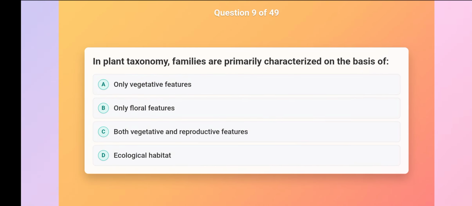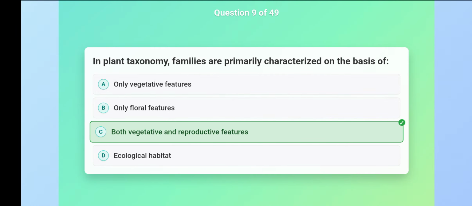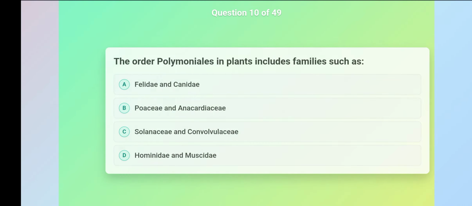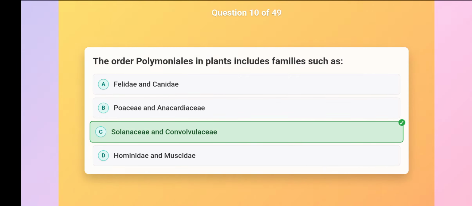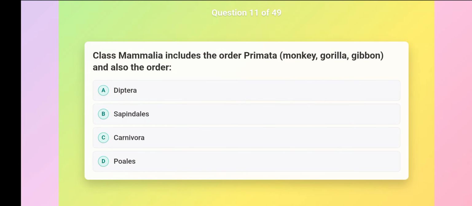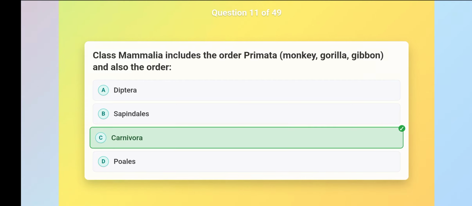In plant taxonomy, families are primarily characterized on the basis of both vegetative and reproductive features. The order Polemoniales in plants includes families such as Solanaceae and Convolvulaceae. Class Mammalia includes the order Primata, monkey, gorilla, gibbon, and also the order Carnivora.